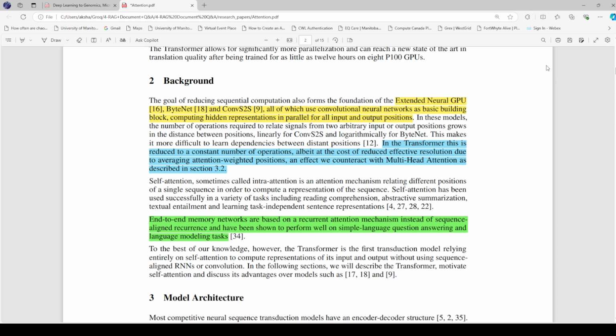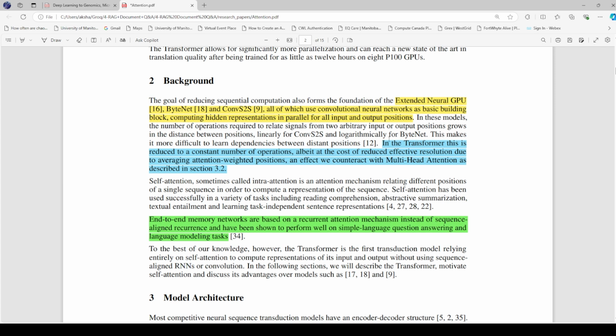What they discuss here is that there are many convolution neural network models, like S2S, ByteNet, and extended neural GPUs. They have CNNs as the basic building block. But the thing is, in these models, the number of operations required to relate signals from two arbitrary input and output positions grows with the distance between them. So that means to have any relationship between the input token and the output token, the number of operations required to relate these two will grow depending on the distance between them. And that's bad. It makes it more difficult to learn long-term dependencies between these positions.